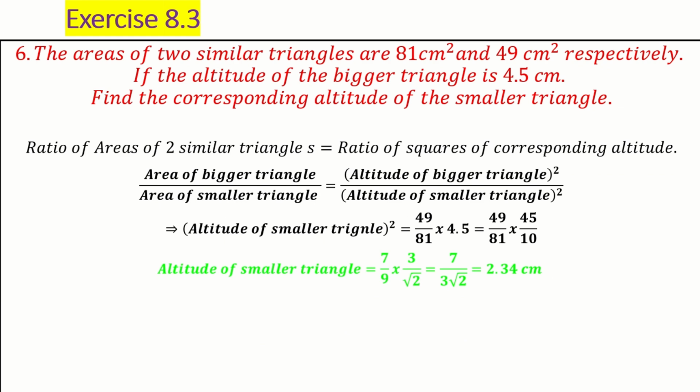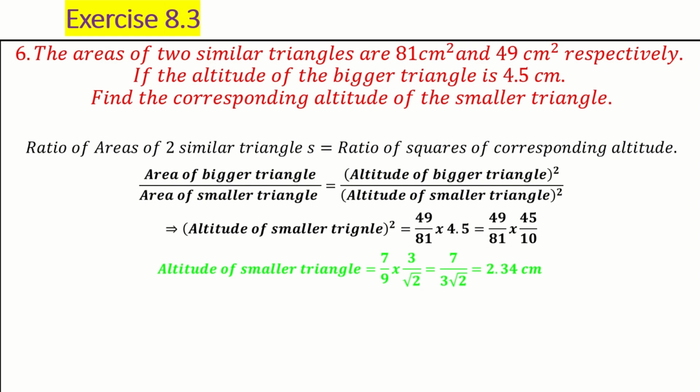The areas of two similar triangles are 81 centimeter square and 49 centimeter square respectively. If the altitude of the bigger triangle is 4.5 centimeters, find the corresponding altitude of the smaller. Okay, so the ratio of areas of two similar triangles equals the ratio of squares of corresponding altitudes.